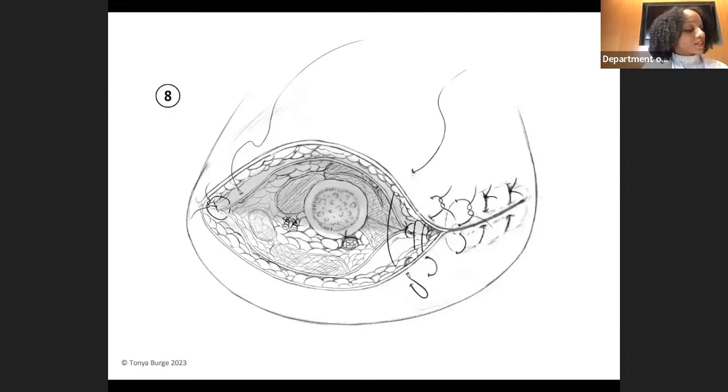Finally, a 2-layer skin closure is performed. The deep fascia layer is closed in simple interrupted sutures, and the skin is closed with a vertical mattress suture pattern.